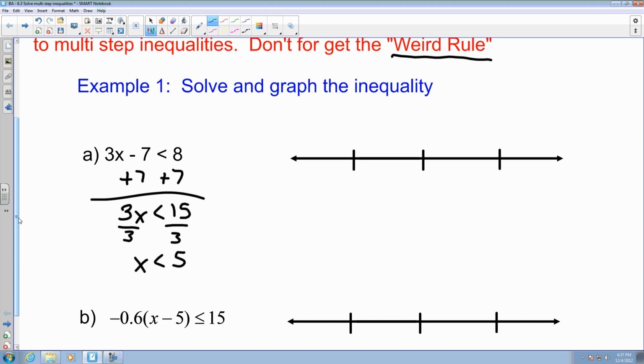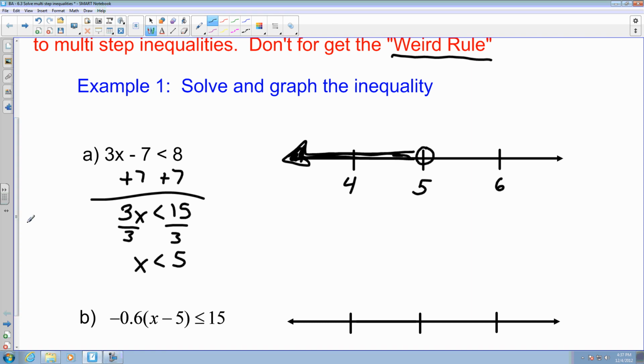So again, graphing the inequality is the same thing we did in sections 1 and 2. I got 5, I got 6, I got 4. Since it's a less than sign, it's an open circle, and I am shading to my left.